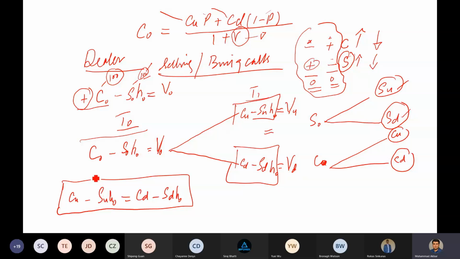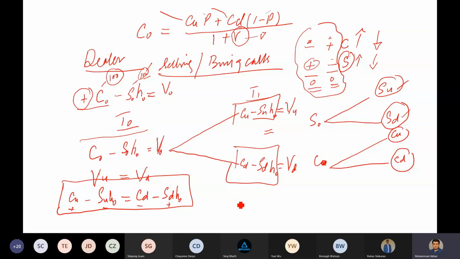In that way I can say that the value of the hedge portfolio if the stock price goes up should be equal to the value of the portfolio if the stock price goes down. If this is a hedge portfolio, then if I make a gain here, it will be offset by the loss here. If I make a loss here, it would be offset by the gain here. So VU should be equal to VD. And in that case, it should earn the risk-free rate. Now, why should it earn the risk-free rate?